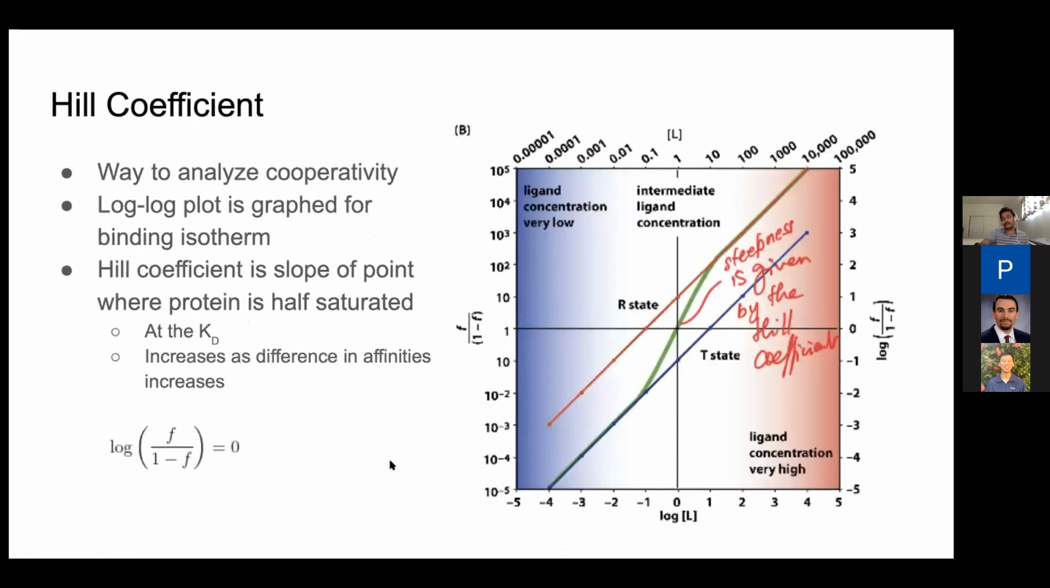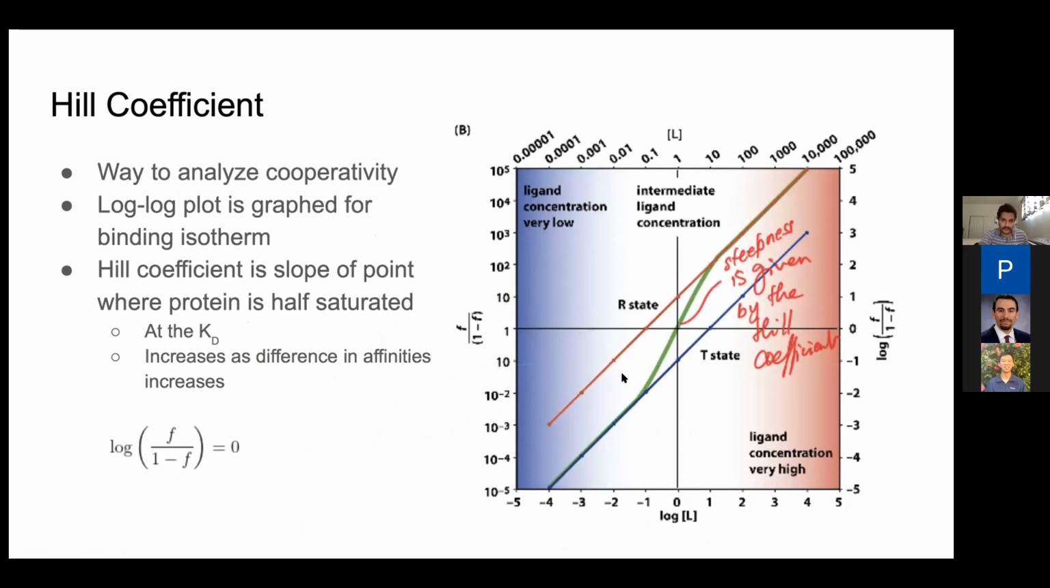So one way we can quantify cooperativity is through the Hill coefficient. We'll look at a plot such as this on the right. We're plotting log concentration on the x-axis against the log of our fractional saturation, in terms of fractional saturation F divided by 1 minus F. That gives us linear lines, which makes things a lot easier to understand.